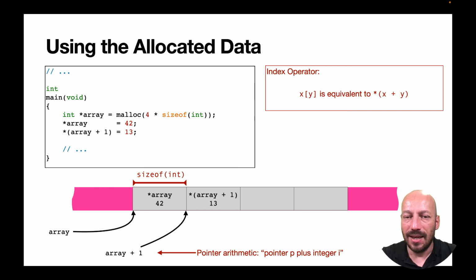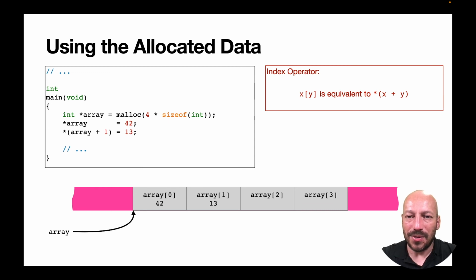Y is the index. Then it's equivalent to just taking the sum of x and y, which is a pointer, because a pointer plus an integer is again a pointer, and this will be automatically dereferenced. So I can simply rewrite this whole thing like that, because the elements can be accessed with the array index operator. And that's it.